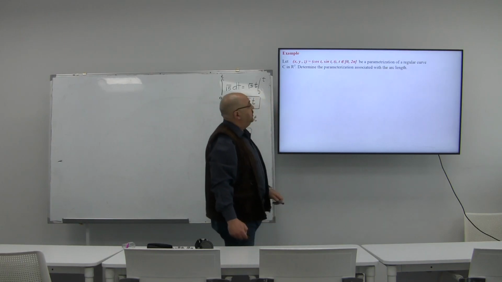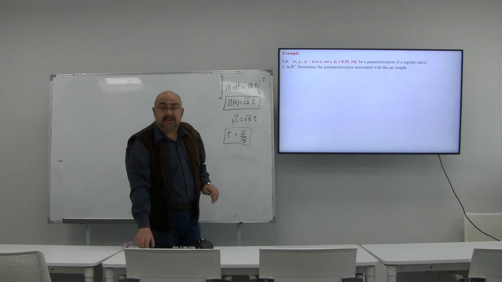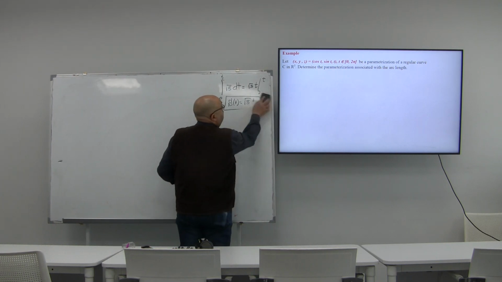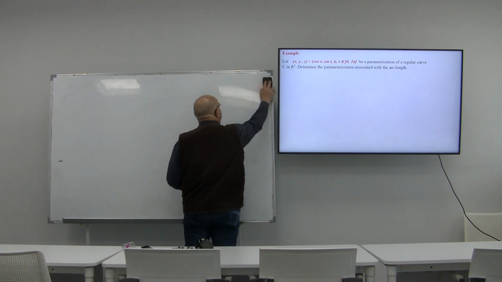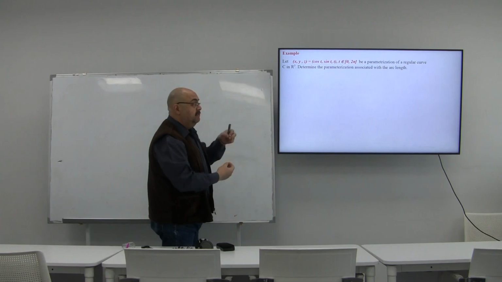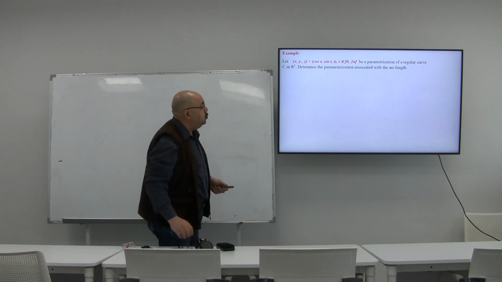So for this problem, that's a direct problem on what we went through. We're asking you: let x, y, and z equal cosine t, sine t, and t. As I told you, it's also a unit circle, and we have the z variable t running from 0 to 2 pi.